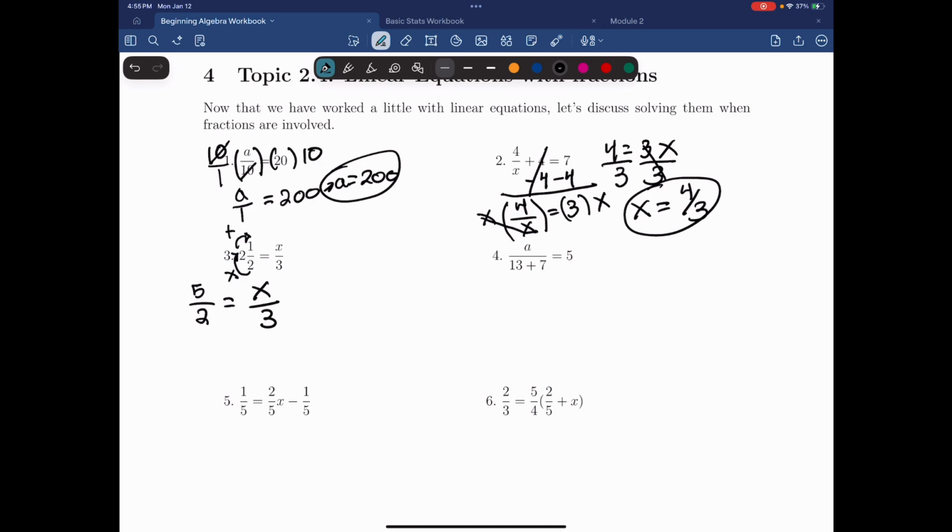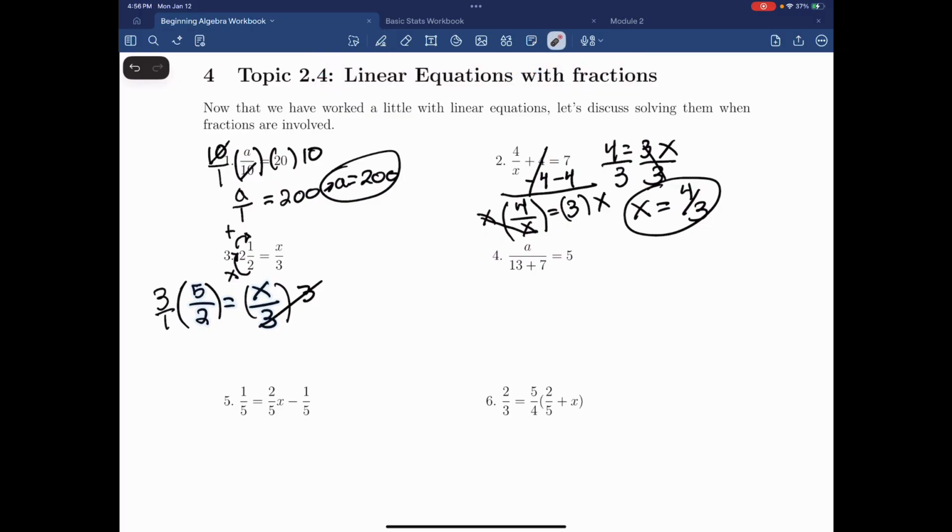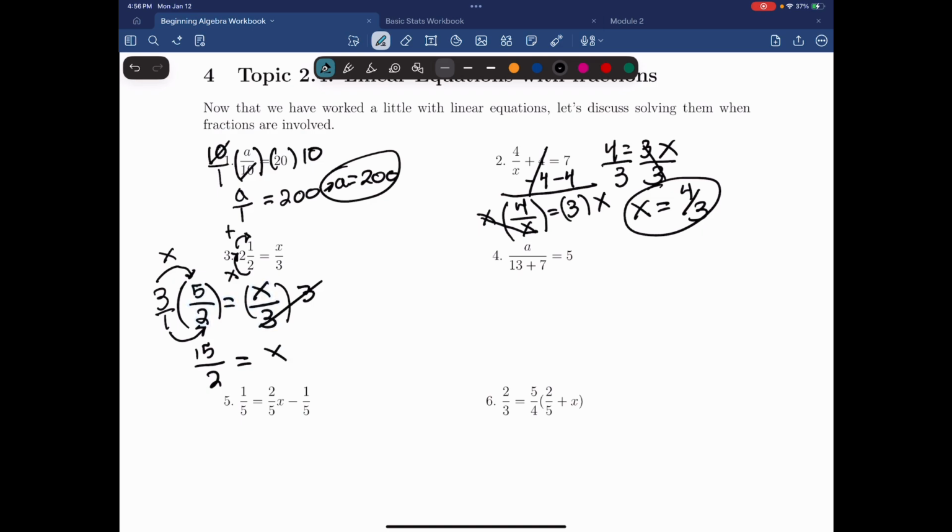Now at this point, I want to get x on its own. So I'm going to multiply by 3 on both sides. So these 3's cancel. And here, if I put 3 over 1, and if I try to cross reduce, 3 and 2, I can't cross reduce that. 1 and 5 also can't cross reduce. So we're just going to simply multiply across. So 3 times 5 and 1 times 2. 3 times 5 is 15. 1 times 2 is 2. And then here, those 3's canceled. So we're just left with x, and x equals 15/2.